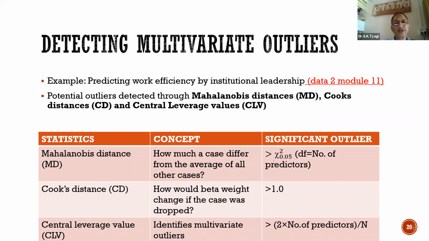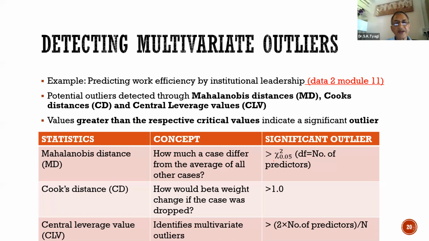Now potential outliers are detected through these 3 statistics. One is Mahalanobis distance, another is Cook's distance, and the third one is centered leverage value. You need not go into their theory details, what these are and how they are calculated. But you need to know how they are calculated in SPSS and how they are interpreted. So we discuss each of these in brief.